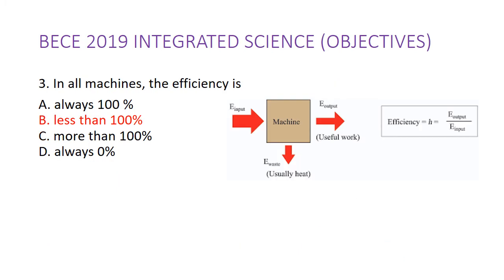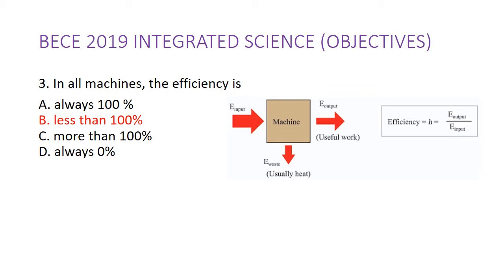Question number 3. In all machines, the efficiency is what? A, always 100%, B, less than 100%, C, more than 100%, D, always 0%. We know the answer is less than 100%. In other words, there's no machine that works effectively at 100%. That's what the question is saying. If you see anywhere in any text that the efficiency of a machine is less than 100%, all they are saying is that there's no machine in this world which works perfectly at 100%.